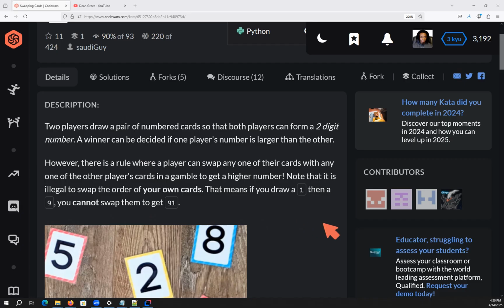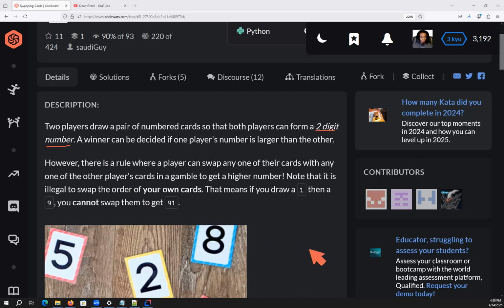Alrighty. Two players draw a pair of numbered cards so that both players can form a two-digit number. Remember that, two-digit number. A winner can be decided if one player's number is larger than the other player's. So you get your two digits, the other player's two digits. Which one's larger? That's the winner.